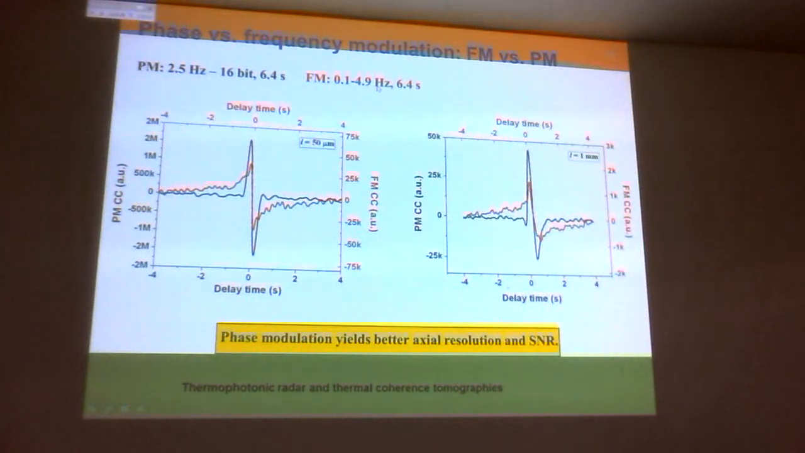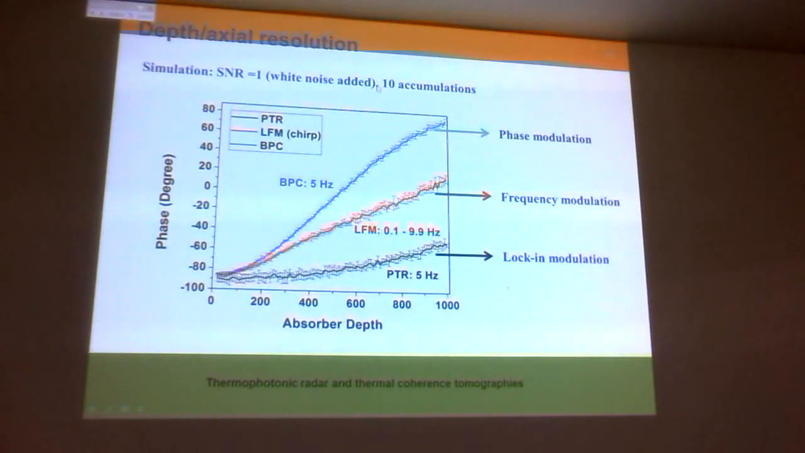So here it is: phase modulation gives better axial resolution than SNR as opposed to a single amplitude. And then you can see that as well. You see the PTR, if you did a single frequency measurement, that's your phase shift. If you did, on the other hand, a linear frequency scan, you get a much better resolution, frequency modulation here, and a much better resolution if you use phase modulation, which is just introducing the code. So this is the outcome of that.